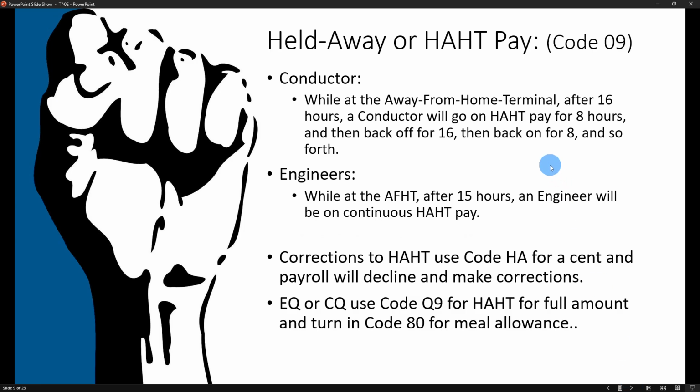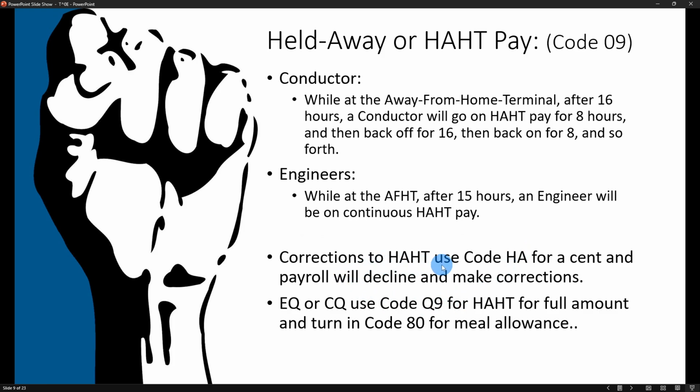Held away or halt pay. Conductor, while at the away from home terminal, 16 hours, you go on to halt pay for 8 hours, and then back off for 16, then back on for 8, and so forth. Engineers, while at the away from home terminal, after 15 hours, the engineer will go on continuous halt pay. The engineer's agreement, I do believe Article 9 will have more information about this.